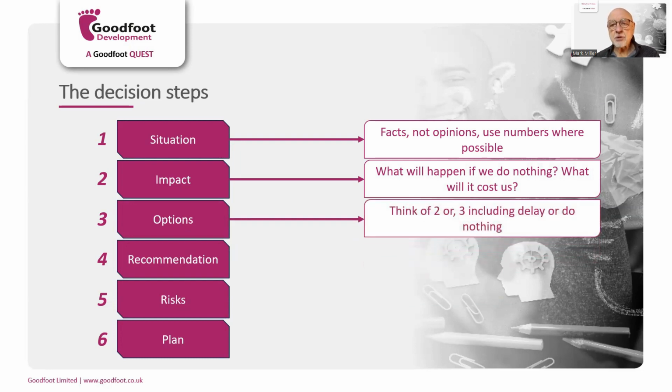Let's work 2 or 3 options, including let's delay this decision. Let's do nothing for the moment until we've gathered more data. But generate 2 or 3 options so that we have a choice, so we don't fall into that habit of reinventing the wheel that we've seen before, or just simply repeating stuff that we used to do before.